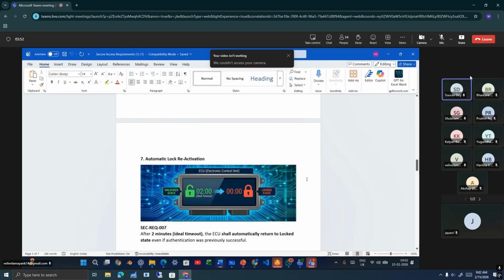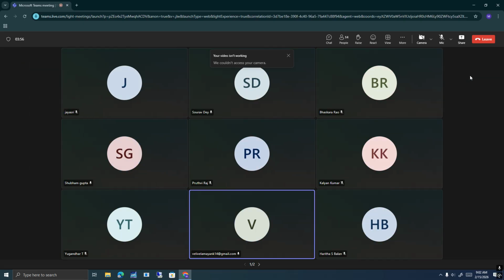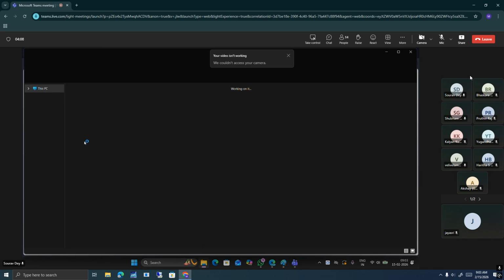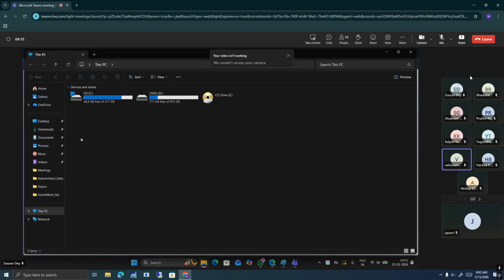Okay, now one minute. Share your screen once. Go to your homework where you are. Go to the homework folder. You will save in two places, right? One is local, one is drive. Open the local folder.